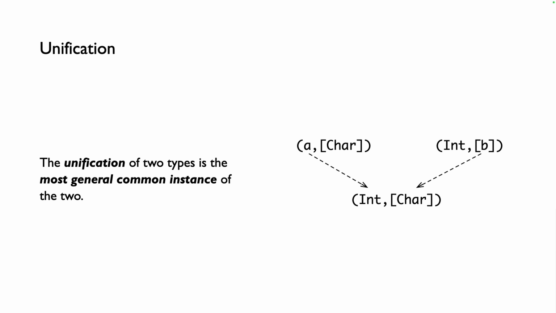So in the first component, on the left-hand side, we have a type variable. On the right-hand side, we have int. So if we replace the variable a by int, we get a common left-hand side. On the right-hand side of the pair, we have list of char and list of b. So if we replace b by char, we get this common instance. So we replace a by int, b by char, and we get this common instance.